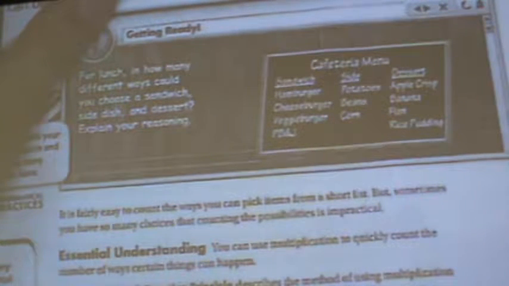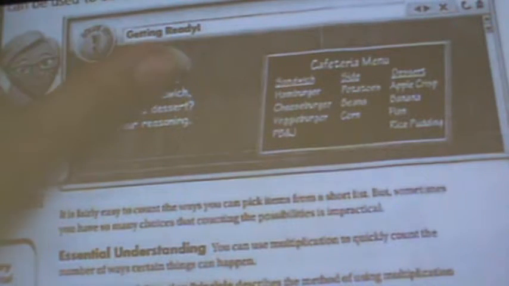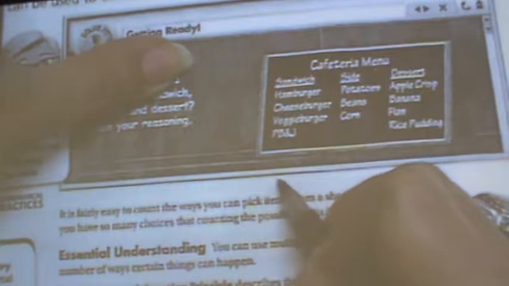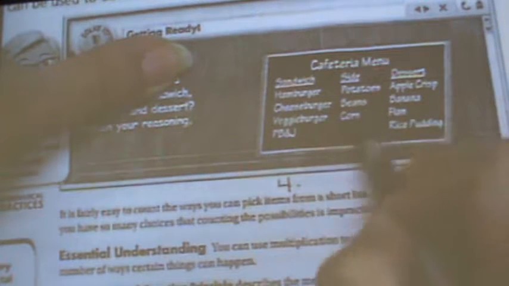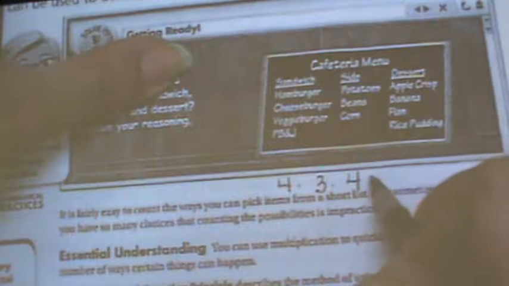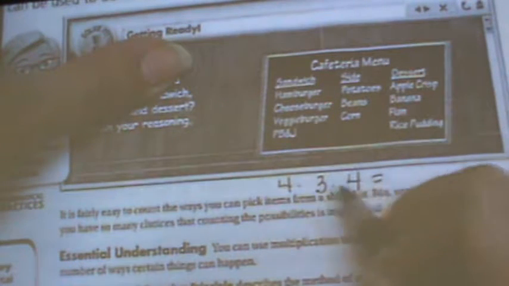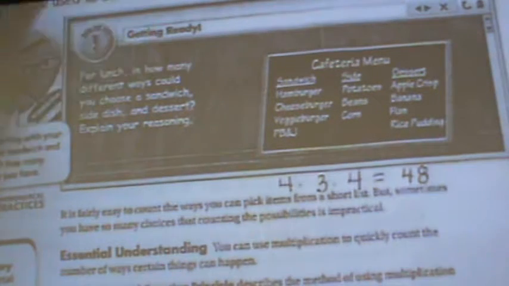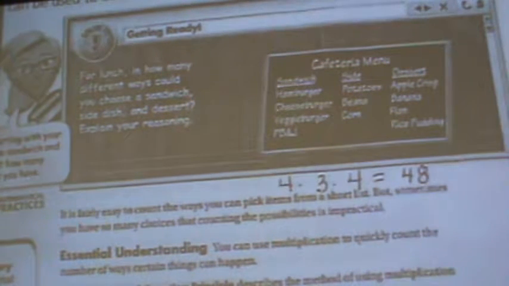Okay, so we're going to look at the fundamental counting principle, and what you do is you look at how many choices you have for sandwiches. How many choices are there? 4. How many choices for sides? 3. And how many desserts? 4. If you multiply these numbers together, there are 48 different ways you can pick from these items.